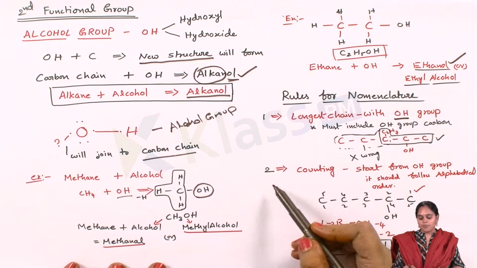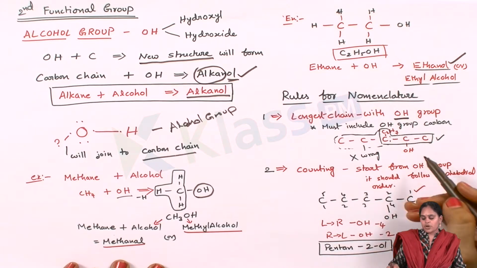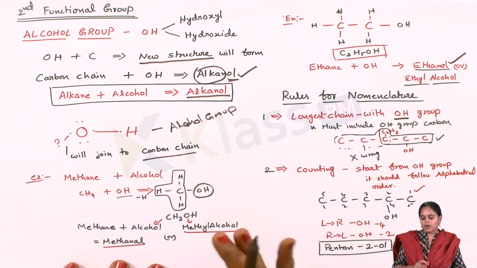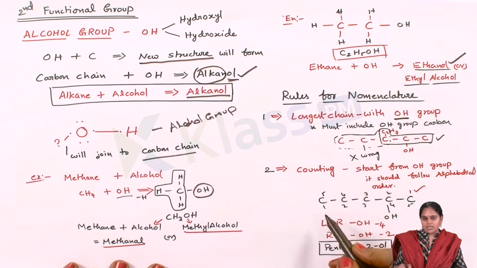In the second step, you need to start counting. Start from the OH group. While counting, you have to start from the OH group, and it should follow alphabetical order. So the OH group should get the lower number, and while giving the name, you have to follow alphabetical order. See here, the OH is in the second position if you count from right to left. In the same way, if you start counting from left to right, 1, 2, 3, 4, it is having number 4. Comparatively, 2 is preferable. That is right to left.